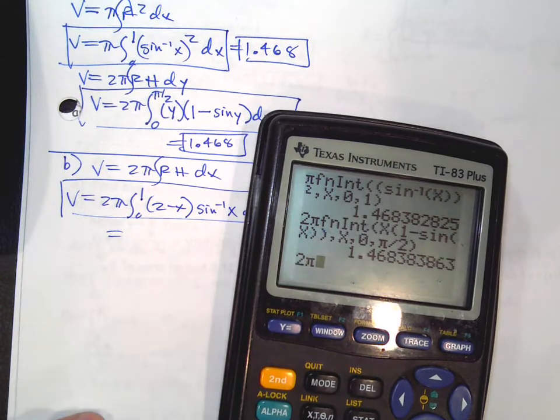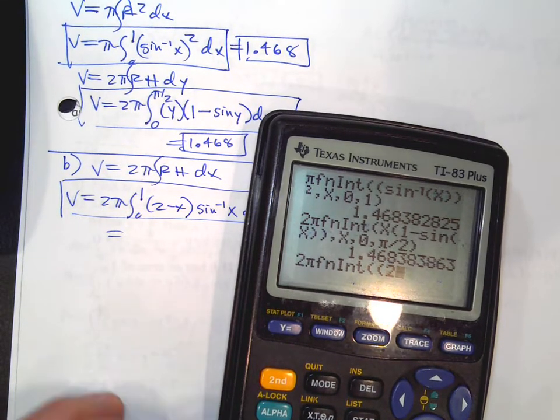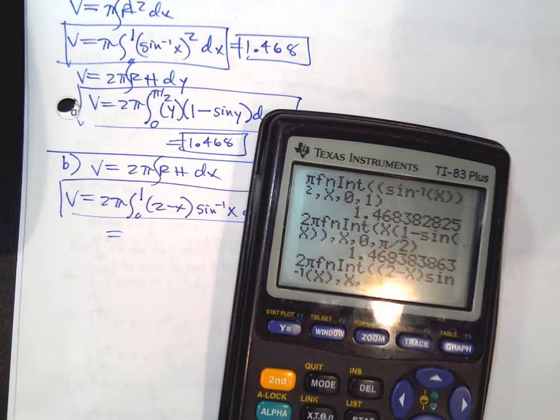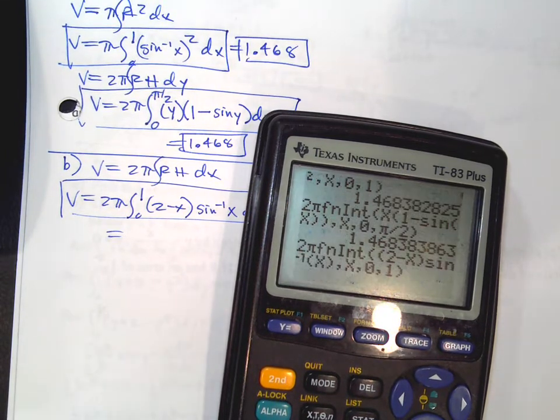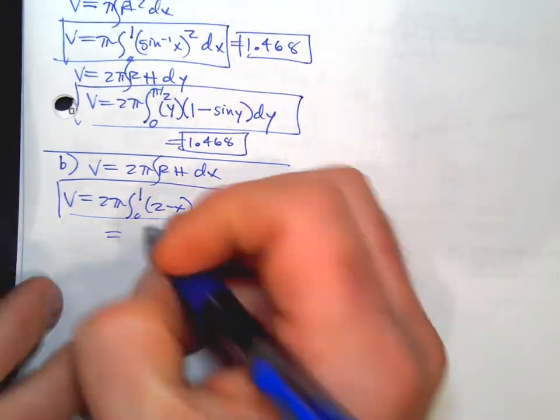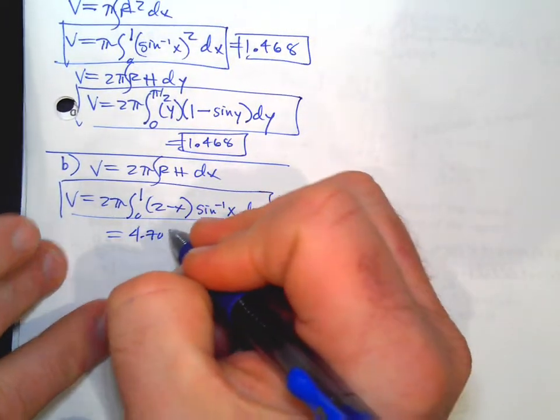2 pi, math 9, parentheses 2 minus x, inverse sine of x, comma 0, comma 1. And this should give us a different answer than part A because it's a different shape now. 4.705. All right, let's try it the other way.